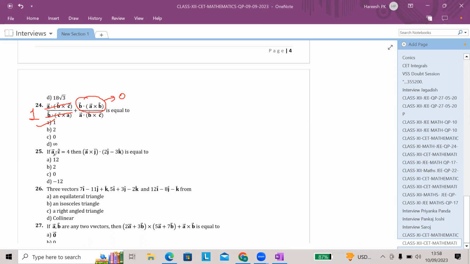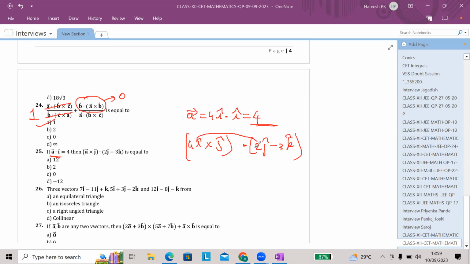25th one. A dot I, they have given as 4. So with this, you can assume A is simply 4I cap, because 4I cap dot I cap will give you 4. So let us assume A is simply 4I cap. So then I'll end up getting 4I cap cross J cap dot 2J cap minus 3K cap.